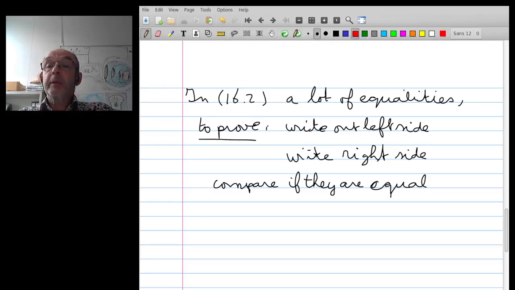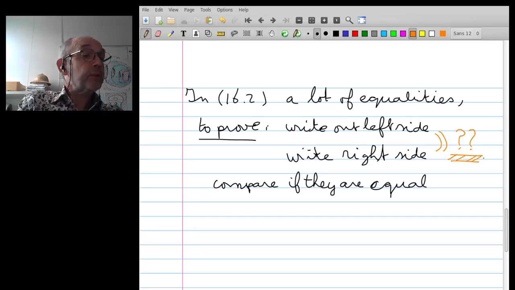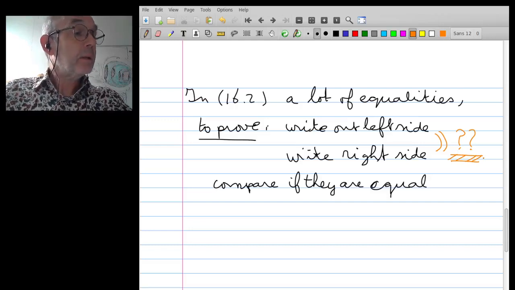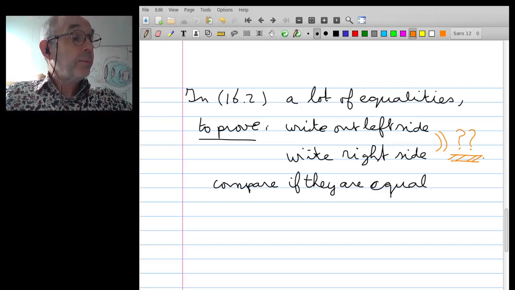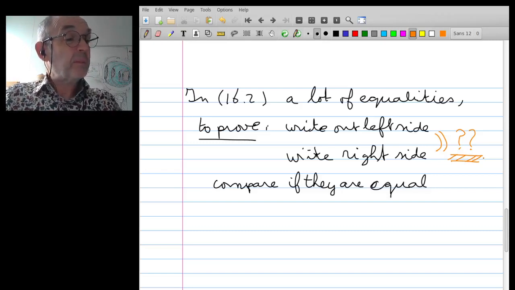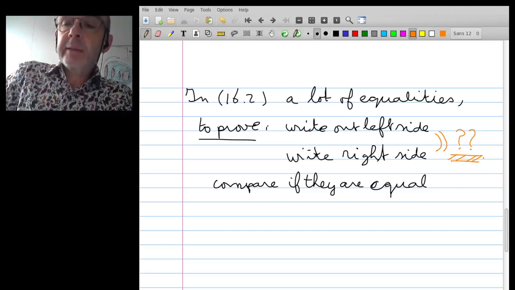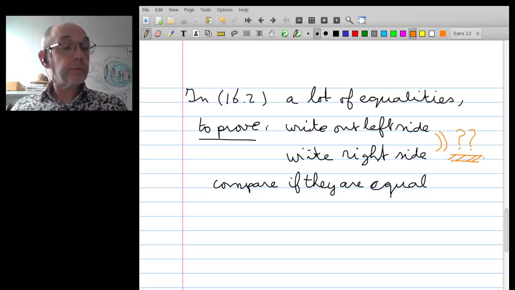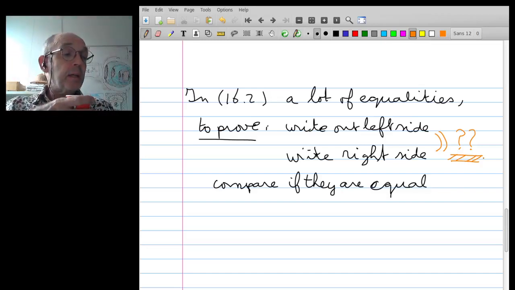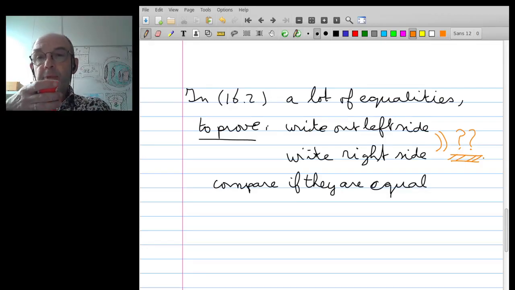So the question will constantly be: is what you have written out on the left-hand side equal to the right-hand side? And if you do it for one of those things and you see it doesn't go well, then there will be something wrong. Maybe you have done something wrong and you have to do it again. If you do not have equal expressions, then something has been done wrong.